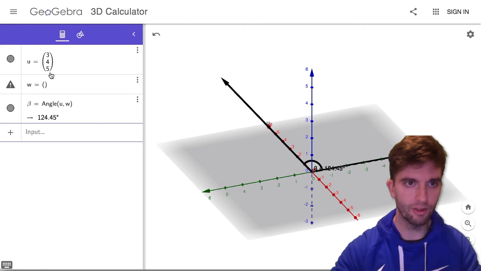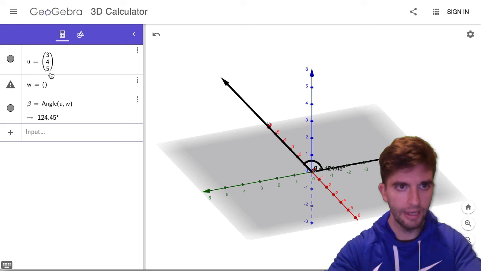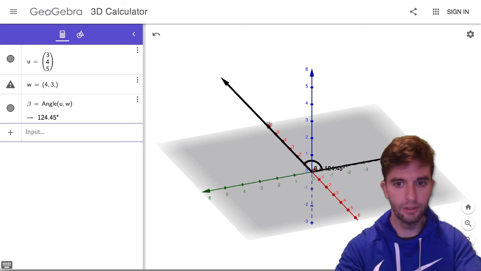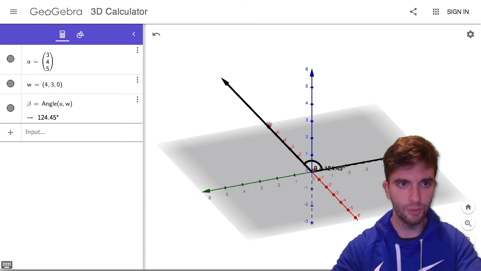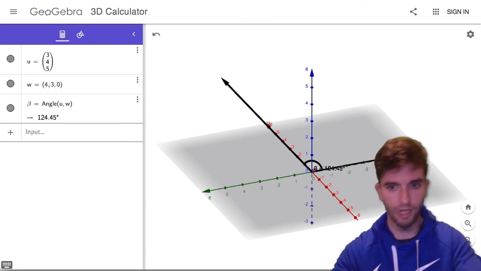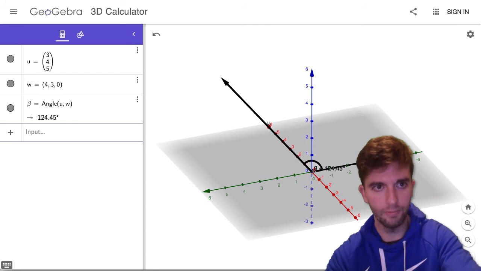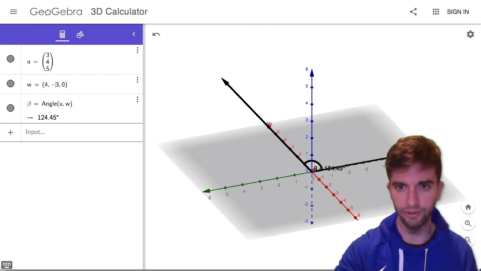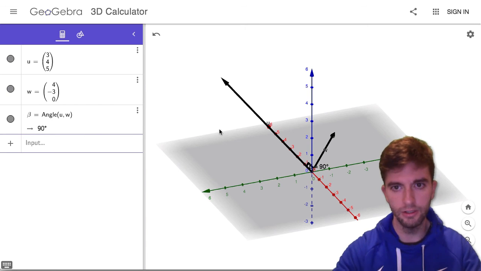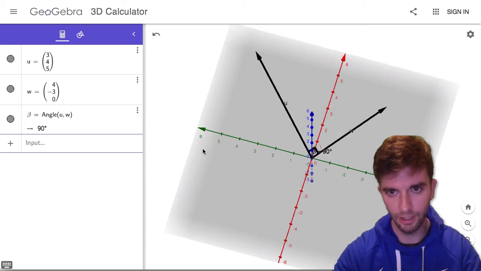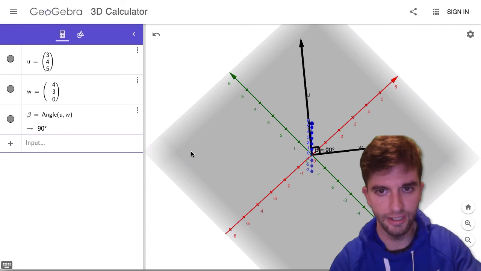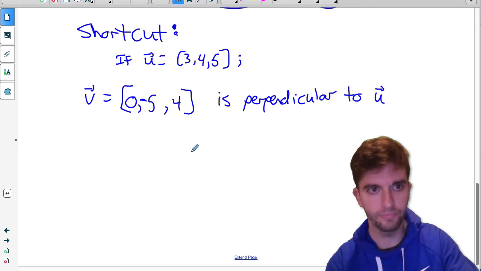So how about we make the z component 0, and swap the x and y components. So instead of 3, 4, it becomes 4, 3. Make the z component 0, and now I need to switch the sign of one of these. So how about let's make the y component negative, and let's see if that vector w is perpendicular to vector u. Yes, once again, I have found a perpendicular vector indicated by that 90-degree symbol. So hopefully you understand how that shortcut can work.